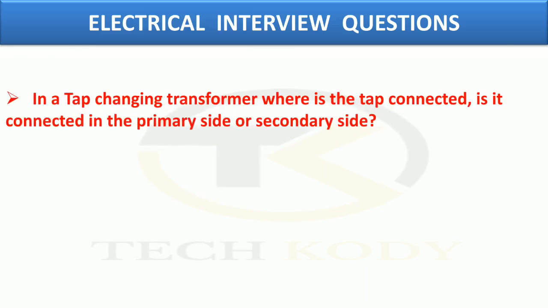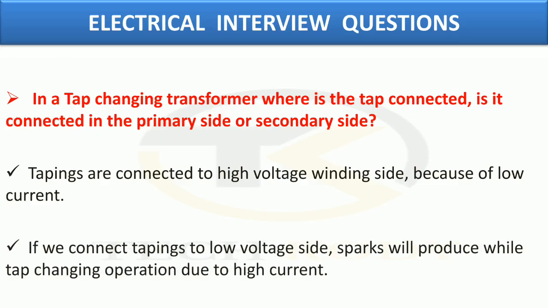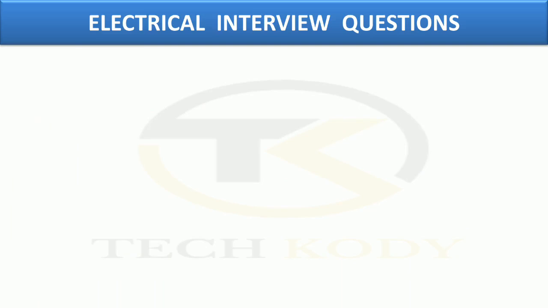Next question. In tap changing transformers, where is the tap connected? Is it connected on the primary side or secondary side? The taps are connected to the high voltage side because of low current. When we connect the taps to the low voltage side, sparks will be produced while the tap changer operates due to high current.